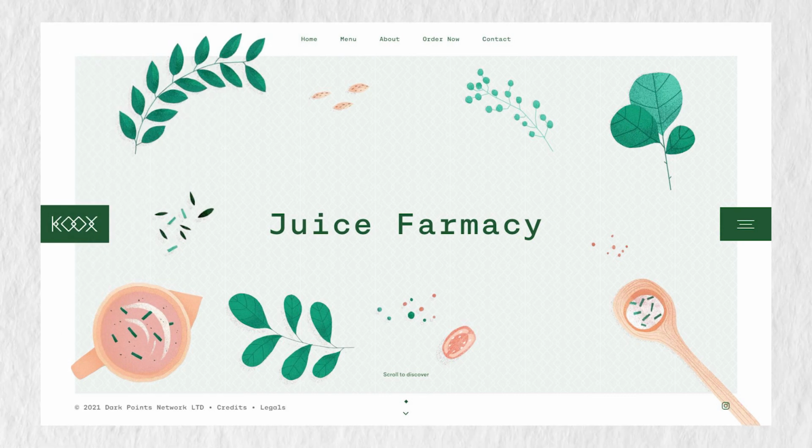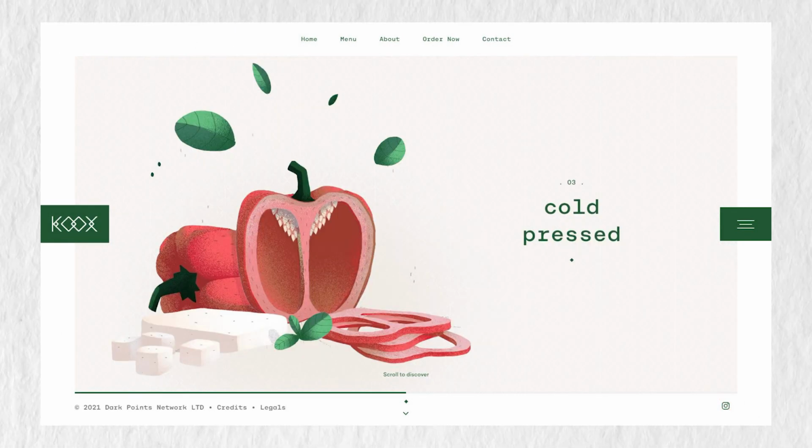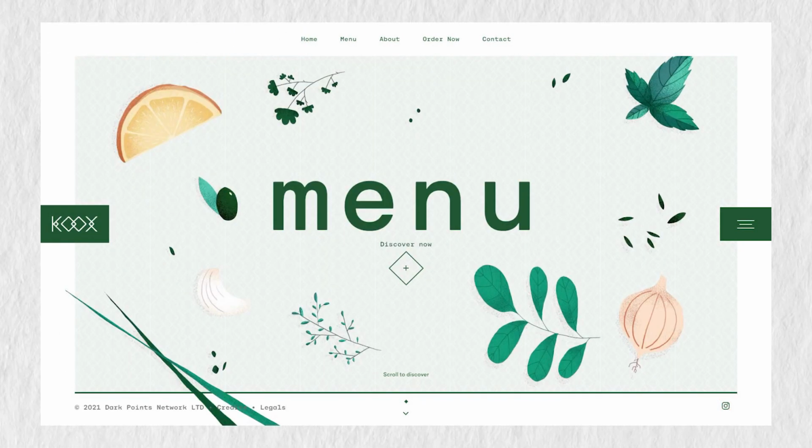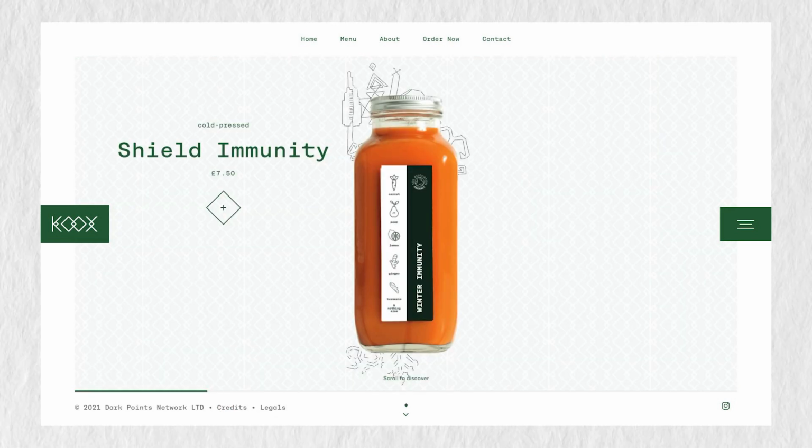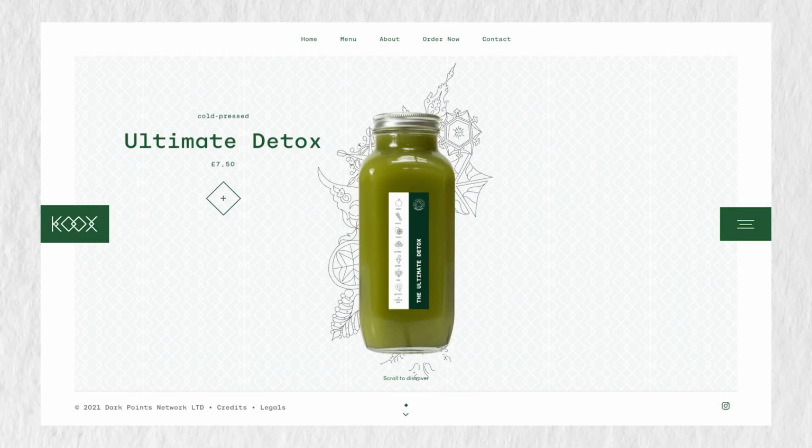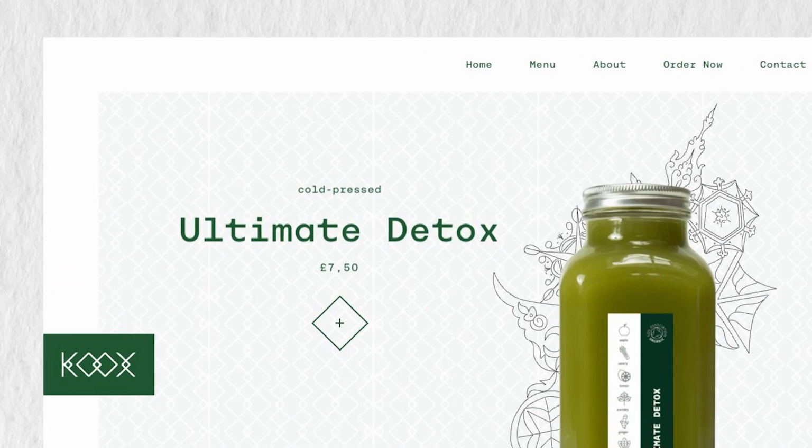But when you look at this website, although the outline of this layout is quite symmetrical, the content in the middle uses an asymmetrical setup, attracting the viewer's focus to it.